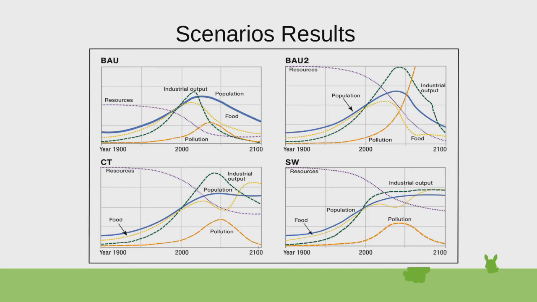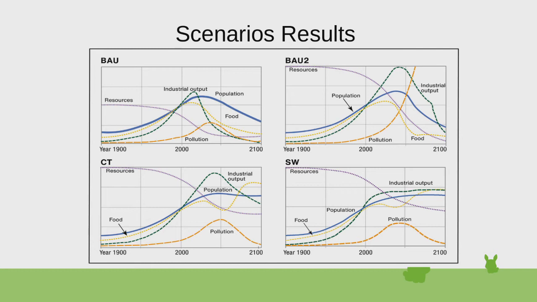Here are the results of the 4 baseline simulations. The indicators shown are population, resources, food, industrial output, and pollution. With business as usual, there is resource starvation. You can see the industrial output and food peaks around 2020, with the population declining in about 2030. Business as usual 2 is pollution resources. See the orange line going off the chart? With the food dropping quickly in about 2040 and population dropping quickly in about 2050.